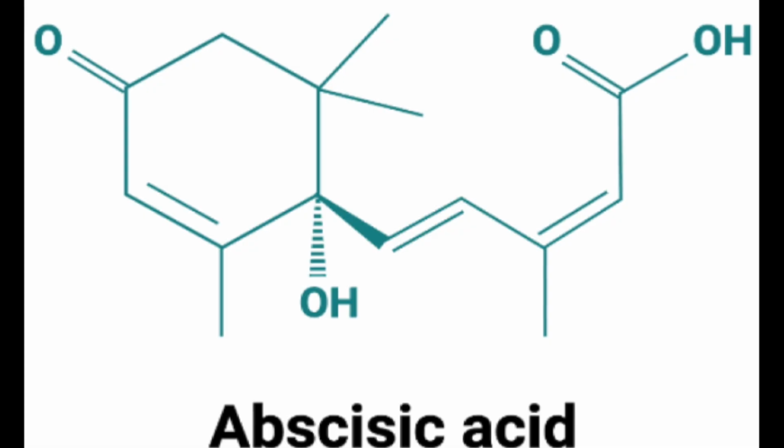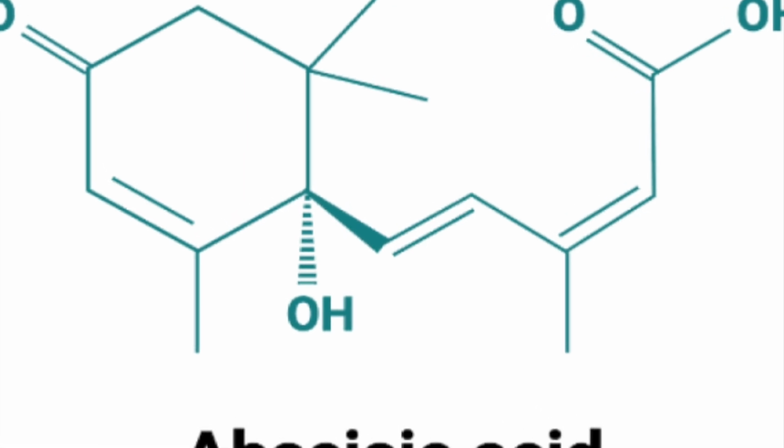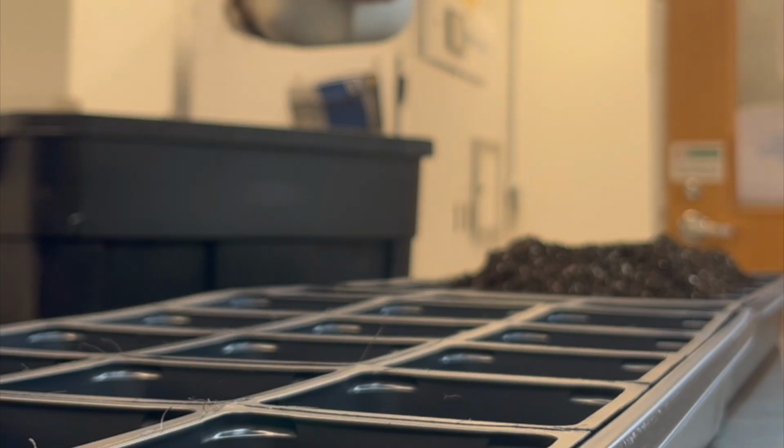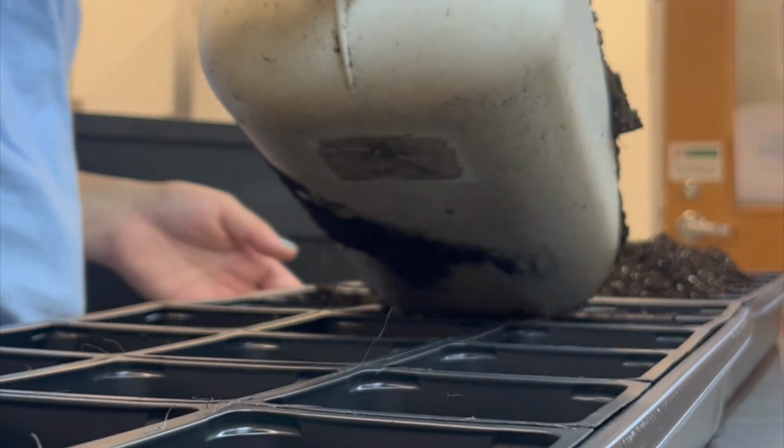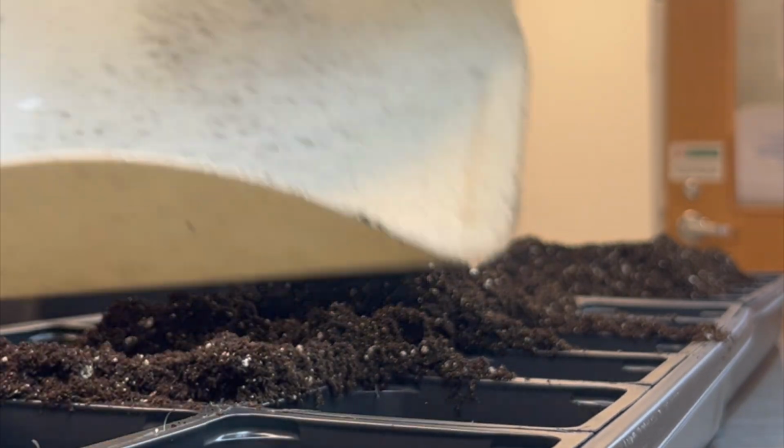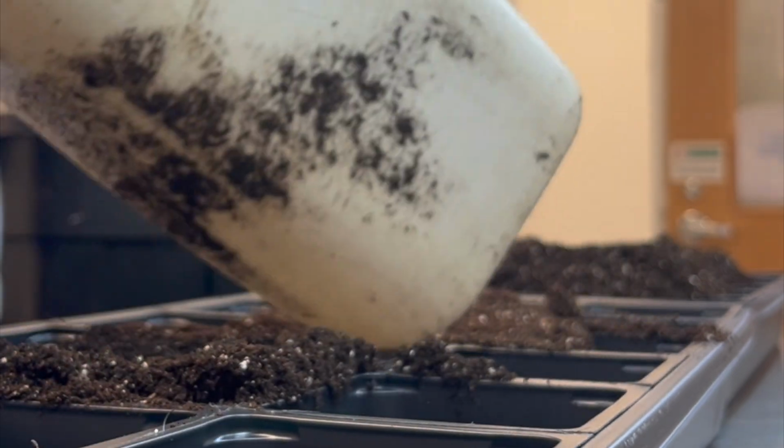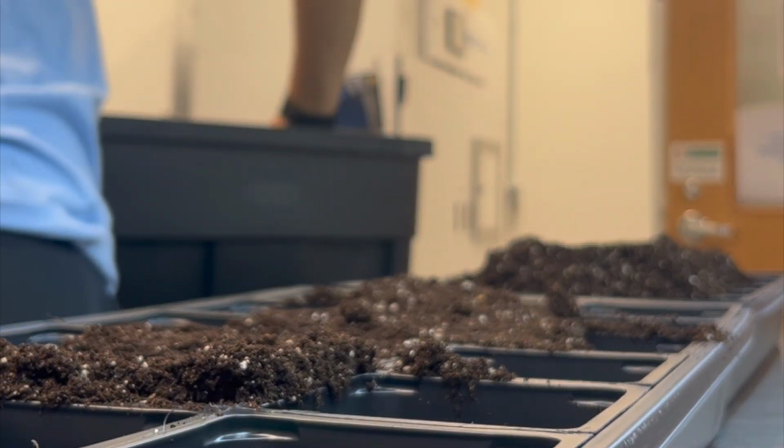To give a brief overview, abscisic acid is a plant hormone that plays a crucial role in various developmental and stress-related processes, particularly in regulating seed dormancy and stomatal closure. It is also involved in responses to abiotic stresses such as drought and cold.